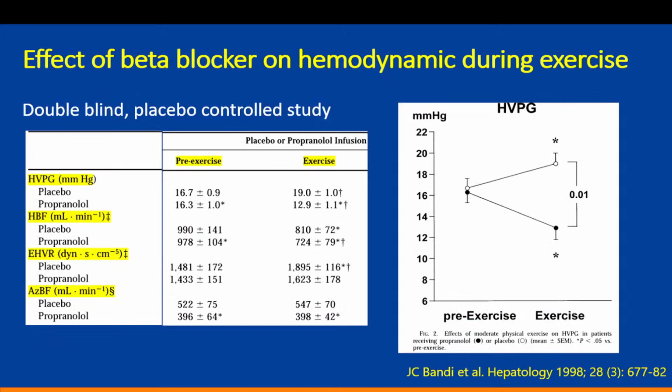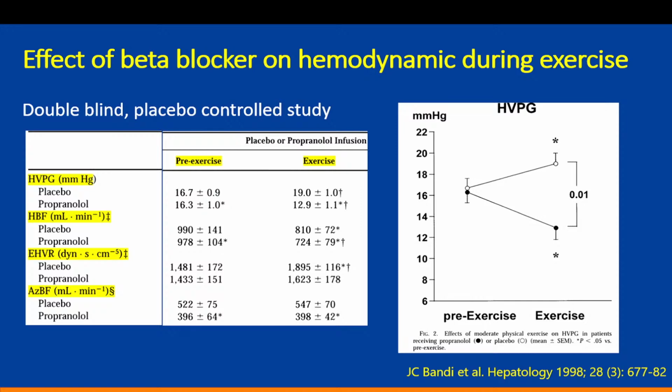Effect of beta blocker. So shall we stop beta blocker when we are advising patients on exercise or not? Similar to the previous study, double-blind placebo-controlled, very good study. In the placebo group, we can see with exercise, HVPG is increased, hepatic blood flow is reduced, and hepatic vascular resistance is increased. But this effect is not seen if the patient is on beta blocker.